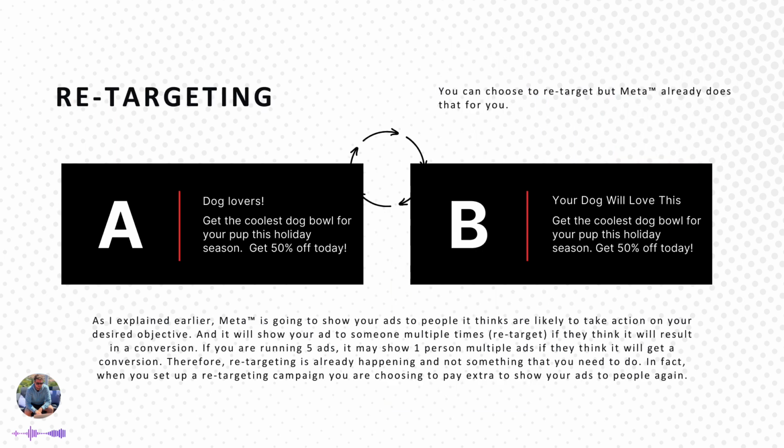So as I explained earlier, Meta is going to show your ads to people that it thinks are likely to take an action on your desired objective. So it's going to show your ads to someone multiple times or retarget them if they think it will result in a conversion. So let's say you're running 5 ads, it might show one person multiple ads if they think they're going to get that conversion. Therefore, retargeting is already happening and not something that we really need to worry about. In fact, when you set up a retargeting campaign, you're just choosing to pay extra to show your ads to the same people. Now, there is a time and place for retargeting, but for like 90% of businesses, we don't even need to worry about this anymore.